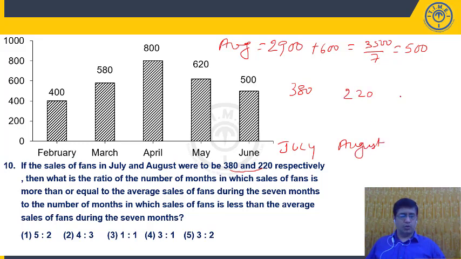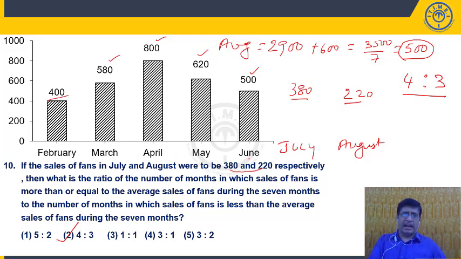Now July, the month July, it is 380 given, and the month August, 220 is given. So what we need to find here? The number of months where the sales are more or equal to average. More or equal to average is more or equal to 500. More or equal to 500 means this is the one, this is the second, and the third, and the fourth. These are the 4 values which are more or equal to 500. So 4 times. How many times is it less than 500? This is the 1, 2, and 3. So the result is 4:3. The right choice is option 2. Second option is the right option.